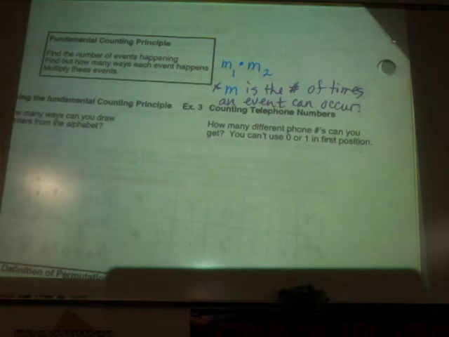The first thing I would do is figure out how many things I need to know. Am I trying to find a 5-digit combination? Am I trying to find a 7-digit phone number? Am I trying to find a license plate that has 7 digits, some letters, some numbers? The first thing I need to know is how many things am I finding?